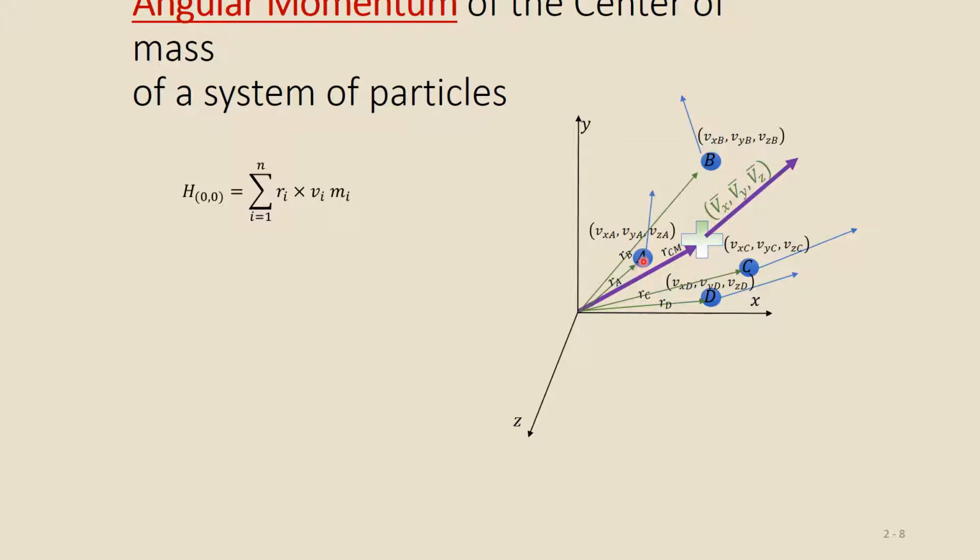So what's R cross MV of the first one? What's R cross MV of the second one? R cross MV of the third one? You just keep adding it together and adding it together, and that is going to add up to what the overall big picture is doing, the rotational tendencies of the system as a whole.